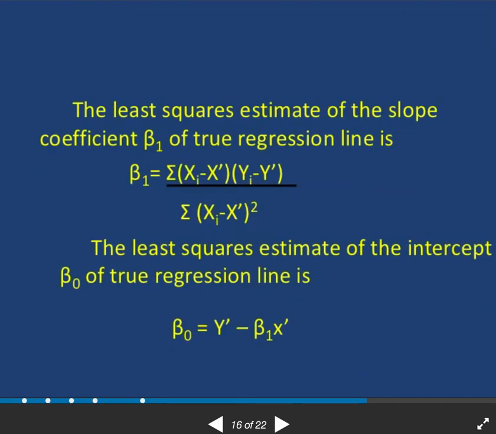The least squares estimate of the slope coefficient beta 1, so you will need to know this formula. Beta 1 is a summation of x minus x prime, y minus y prime, divided by the summation of x minus x prime squared. And the way you find beta 0, it's y prime minus beta 1 multiplied by x prime.